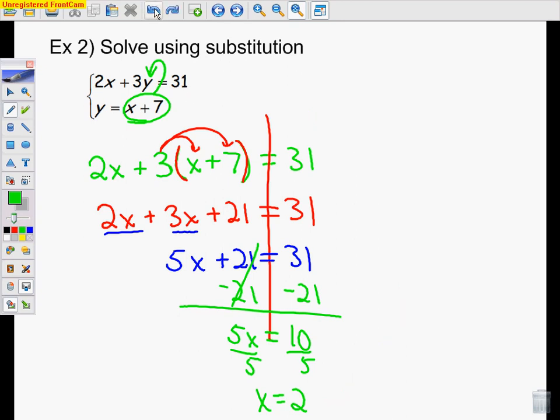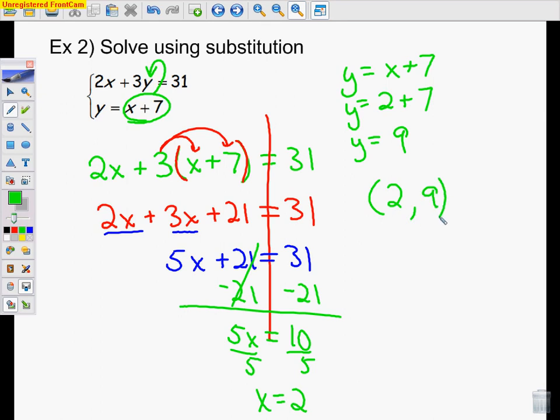So since we know that y is x plus 7, and now that we know x has a value of 2, we just sub that in. And what's 2 plus 7? 2 plus 7 is 9. Good. All right, so our answer is 2 for the x and 9 for the y.